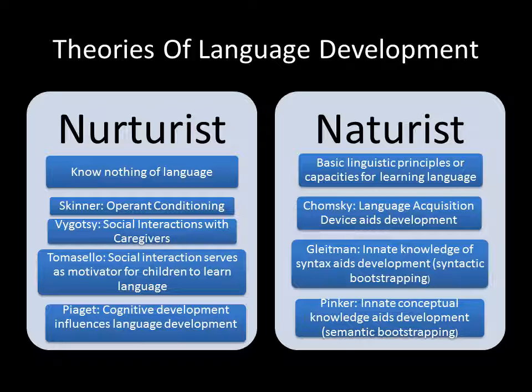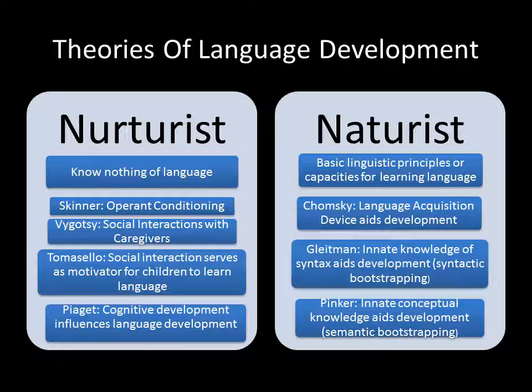And then finally, Piaget hypothesized that language was a secondary behavior to cognitive development. So according to his theory, children could perceive and organize their experiences into meaningful units of information, and then eventually these units would become language.